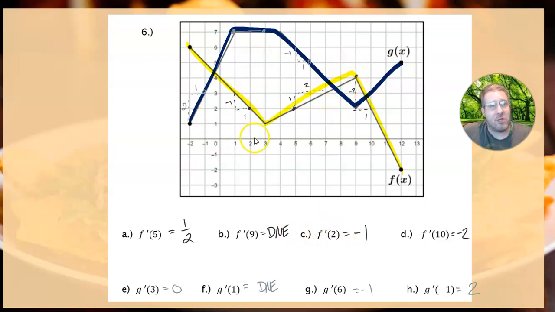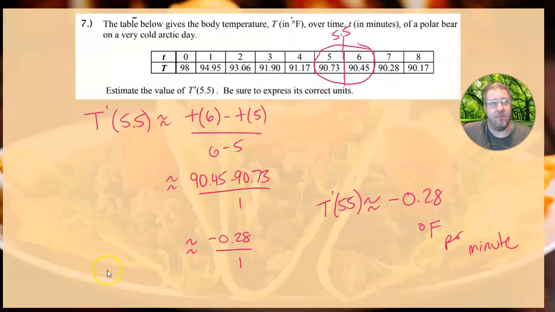F prime of 2 would be right here. So this entire piece has the same slope of down 1, right 1. And the G primes are pretty much the exact same thing. Only difference is, right here we have 0 slope. This point is 0 slope. So G prime of 3 is 0 slope. This, remember, is a corner. I know it looks like that's on the same ledge, but the 2 corners themselves are not differentiable. All the other places on that function are differentiable.